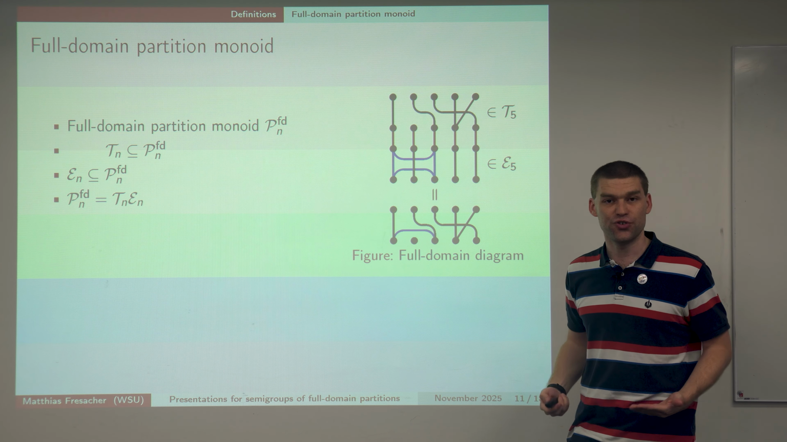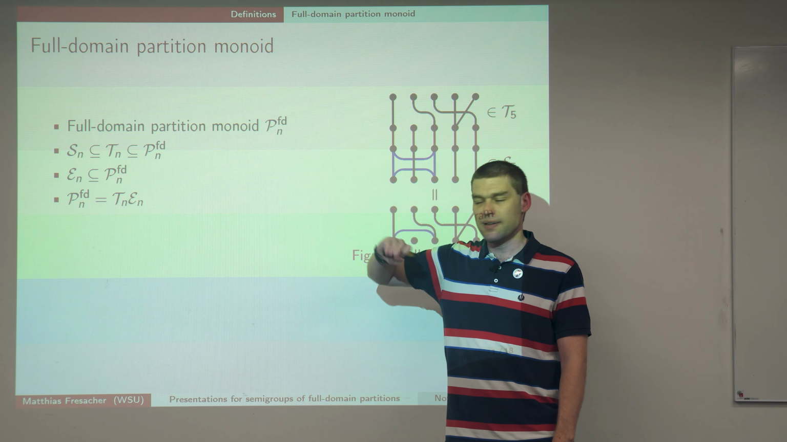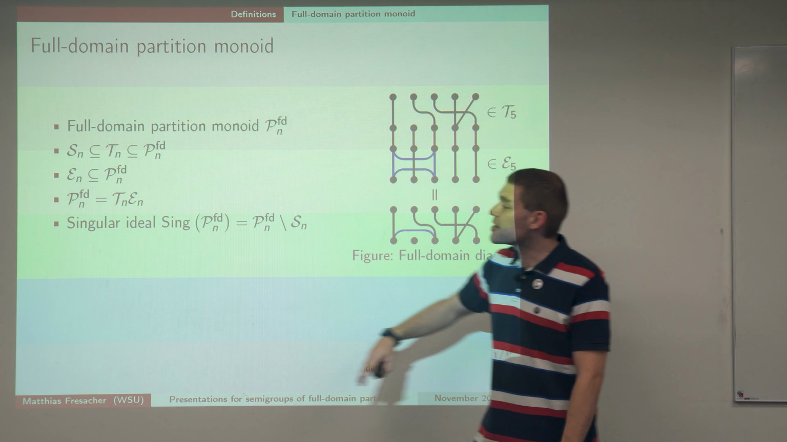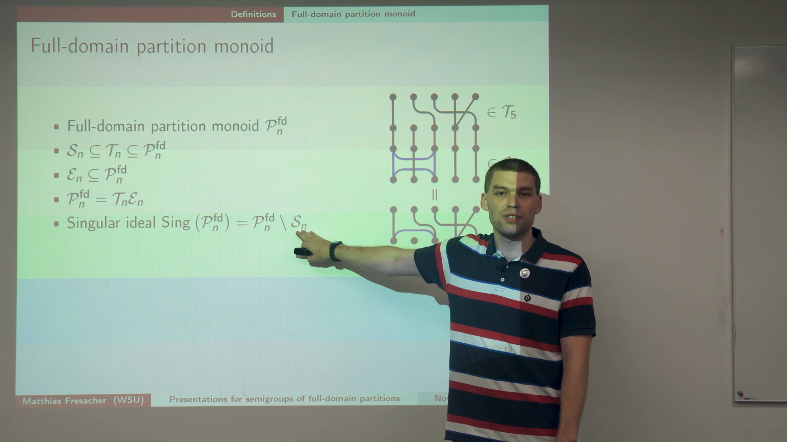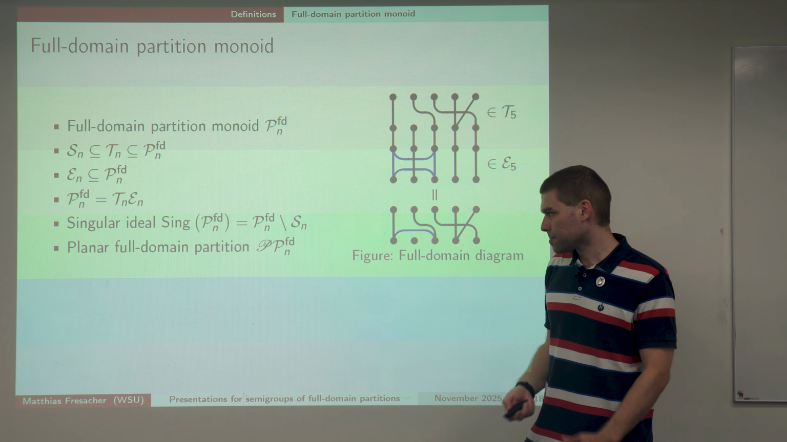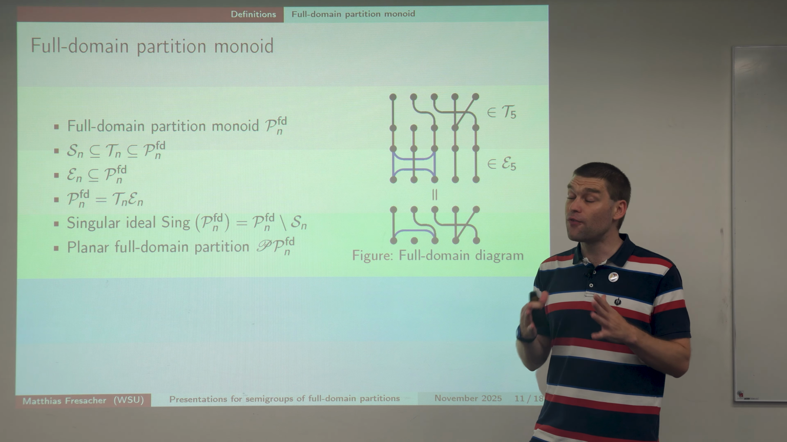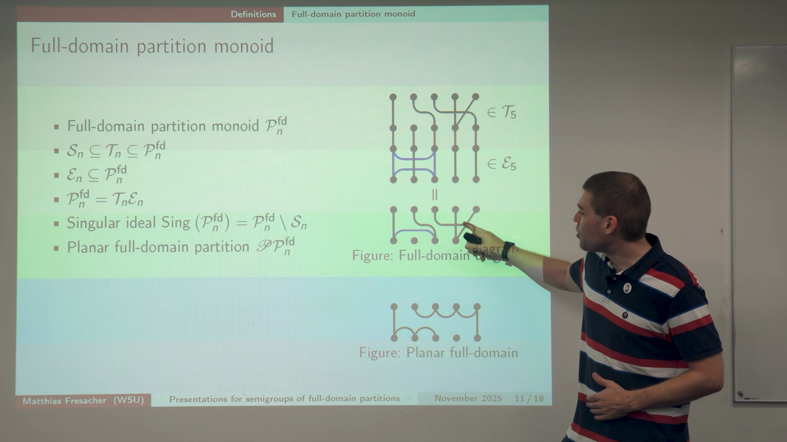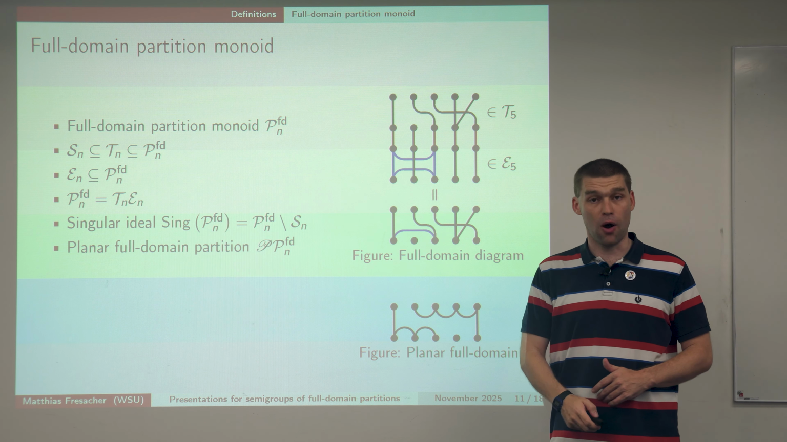and that is how we construct our decomposition. Recall that the symmetric group is a submonoid of Tn, and hence a submonoid of our full domain partition monoid. And as such, it now makes sense to talk about the singular ideal part of our monoid, which simply removes this symmetric group part. We're also going to be interested in the planar analog of all of these. So we have the planar full domain partition monoid, and this is where, recall, edges are not allowed to cross. We must be planar inside of the box.